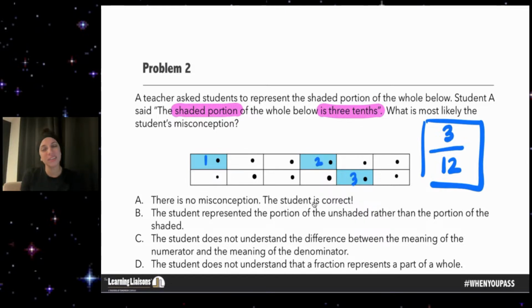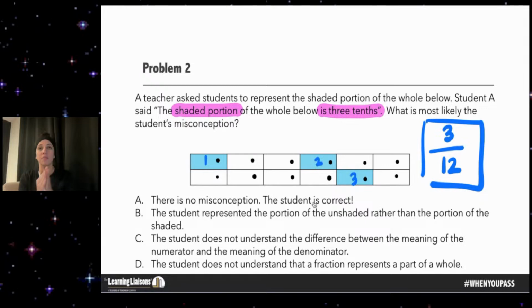So what did this student do incorrectly? Before we look at these answer choices, I'm covering them up, but obviously I'm not covering them up on your screen. What did this student do that was incorrect? The student did not count the number of spots that were open. The student did not, I'm sorry, I misspoke.